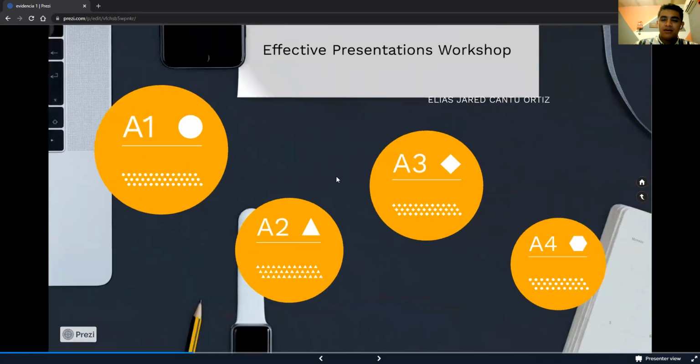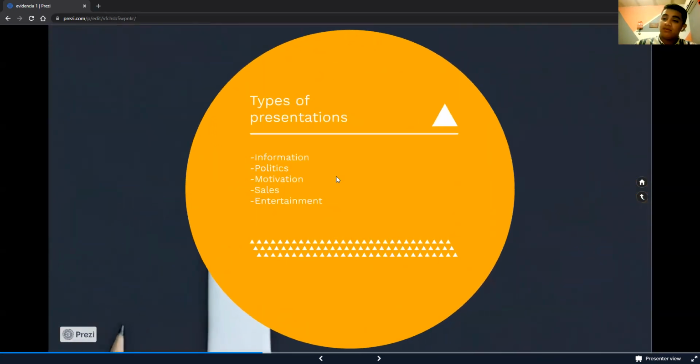The next step I'm gonna explain is the types of presentations. The presentations are information, politics, motivation, sales, and entertainment. I have used a presentation of information, sales, and motivation. The last presentation that I did was on information in my homework, and I had a little bit of experience in sales and motivation.